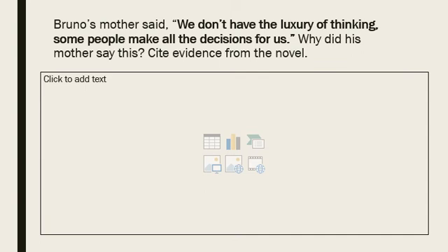Bruno's mother said, "We don't have the luxury of thinking. Some people make all the decisions for us." Why did his mother say this? Cite evidence from the novel. Who is some people? Think of how his mother must be feeling about the move.